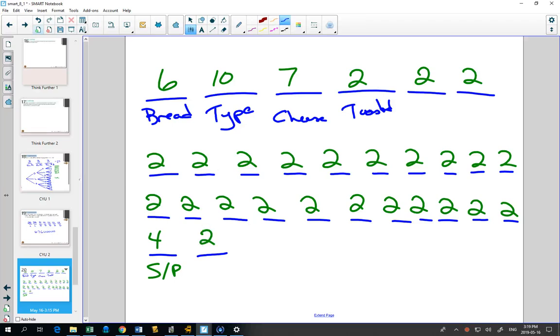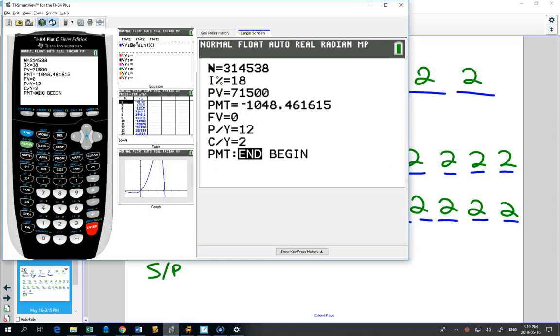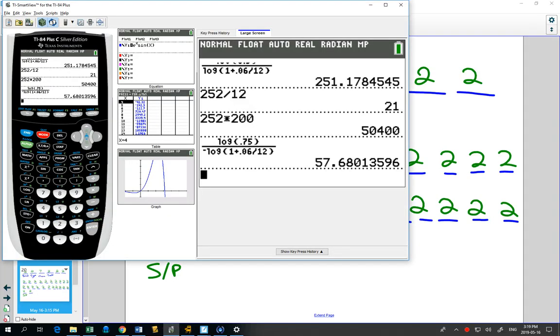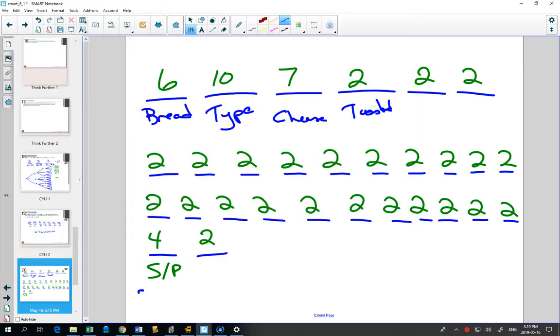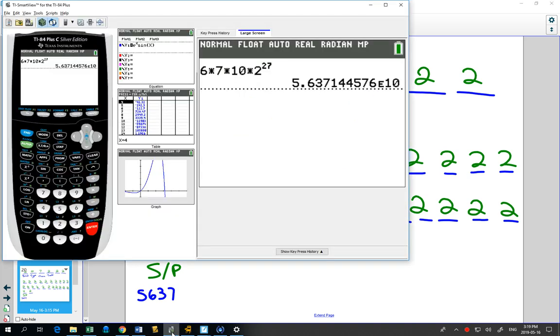There you go. 1, 2, 3, 4, 5, 6, 7, 8, 9, 10, 11, 12, 13, 14, 15, 16, 17, 18, 19, 20, 21, 22, 23, 24, 25, 26, 27 2s. So if we go to our calculator, okay, 6 times 7 times 10 times 2, how many did I say there were? 27? Okay. And we get 5.637. Okay, this is how many menu items we're going to have to print out if we're going to list them all.